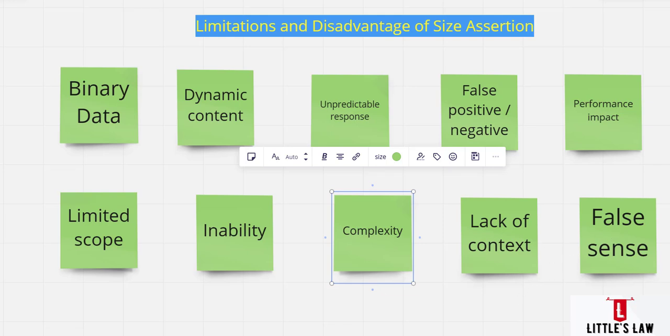And then finally, when it comes to the false sense of security, while the size assertion can help us to ensure that the response size is within acceptable limits, it may not provide any indication of other issues that could affect the quality or reliability of our application, such as performance bottlenecks or security vulnerabilities. Therefore, relying on the size assertion may give us a false sense of security.